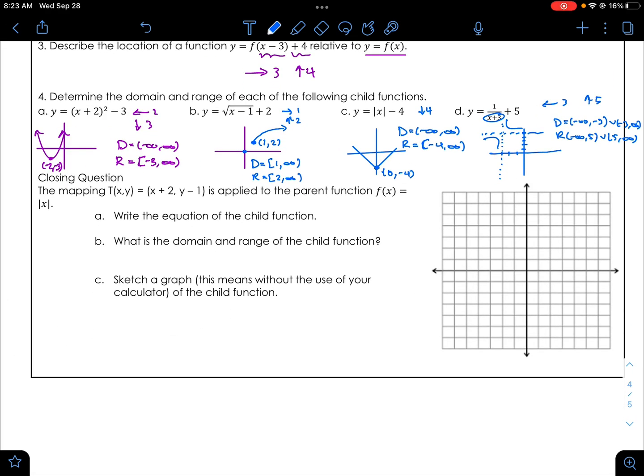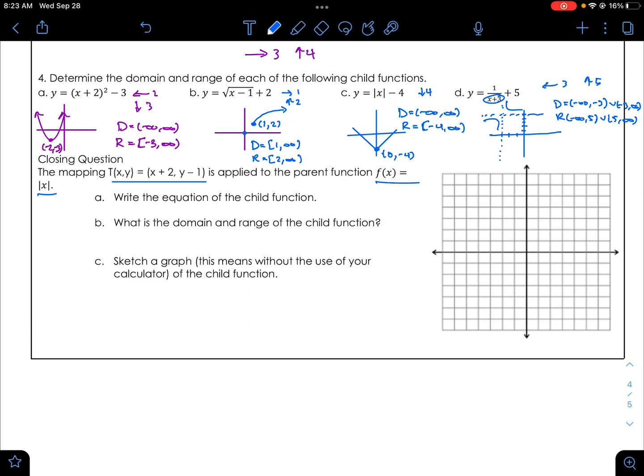And the last one we'll look at is we have f of x equals the absolute value of x, but we are mapping it with this mapping notation. So it says write the equation of the child function. This is moving right 2 and down 1. So we'd have y plus 1 equals the absolute value of x minus 2, or y equals the absolute value of x minus 2 minus 1.